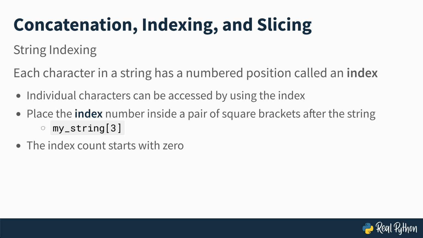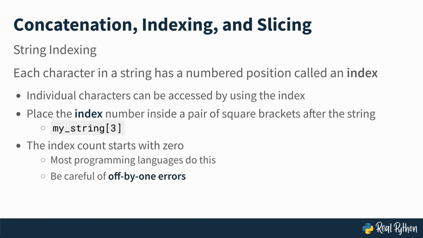What may seem a little different is the index count starts with 0. Most programming languages do this, and it is really common to have what's called an off by 1 error, because the thought in your head might be, oh, the counting should start with 1, whereas most often it actually starts with 0. In the case of my string with index 3, that would be the 4th position. Let me show you what this looks like.